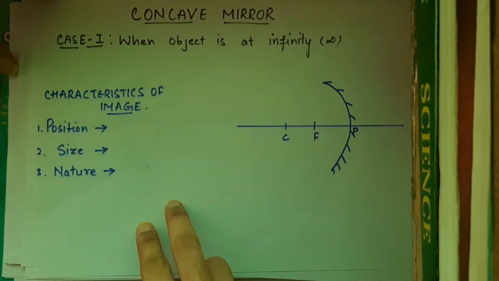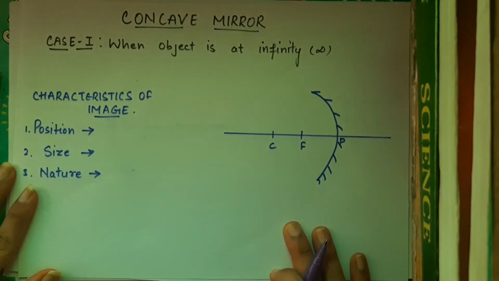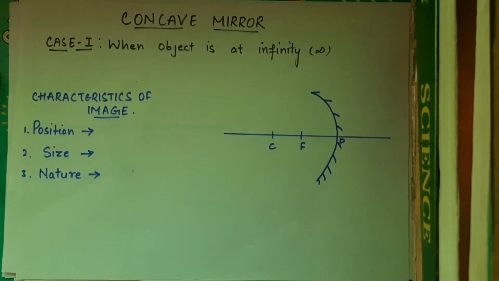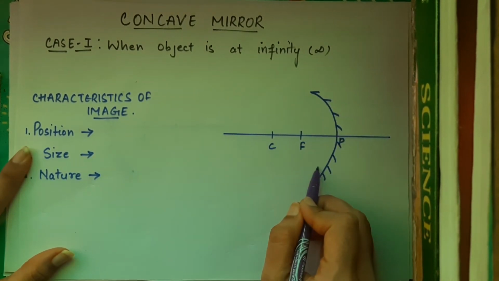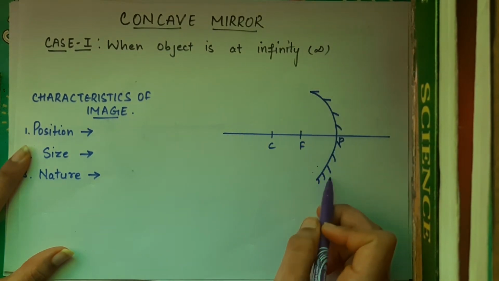So the first case is for the concave mirror. Let's do the concave mirror first, and we'll move on to the convex part. It is a very important part for your NCERT and for your board exams. Here you see a mirror which is a concave type, right? So it is a concave mirror. I have made a mirror and I have made the non-reflecting side of the mirror.